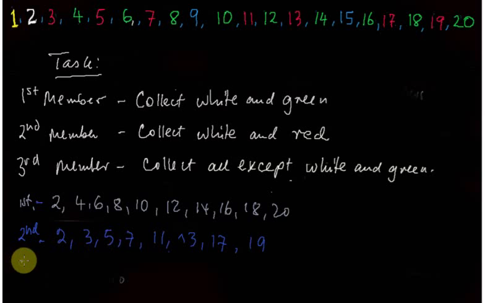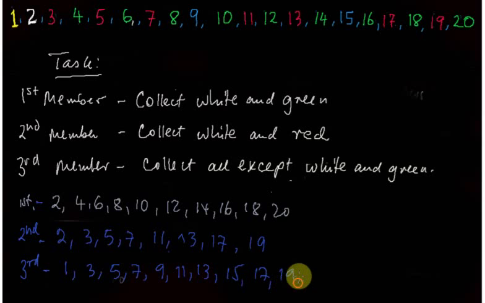And the last one, the third, was asked to collect all except white and green. So except means 1, except white. So 1, 3, green no, 5, 7, 9, 11, 13, 15, 17, and 19. So this was the task.